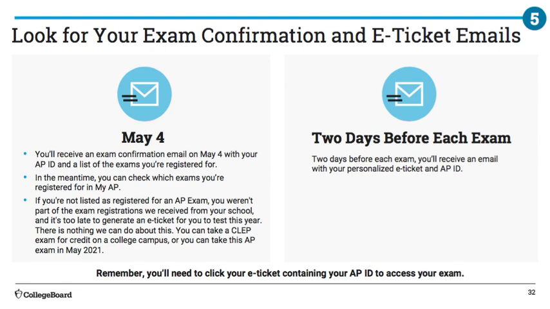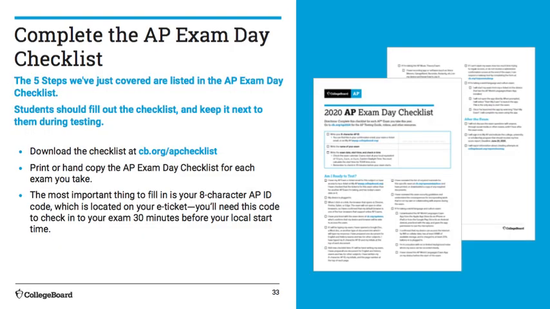Again, be on the lookout for your e-ticket emails. It should be 2 days before your exam. May 4th, you should get the confirmation email, and that is also when you can begin trying the demo test. The checklist I've included in the email, but there's also a link here at cb.org/AP checklist.